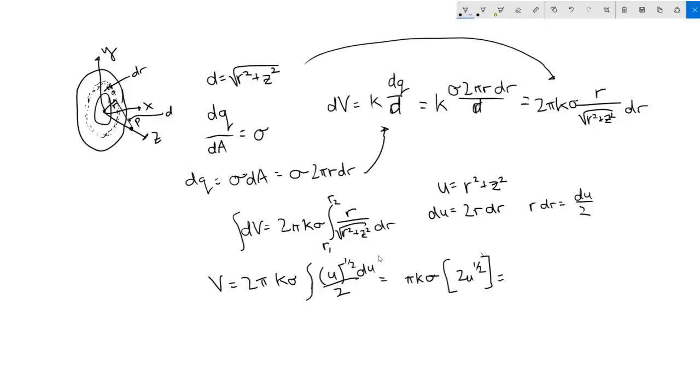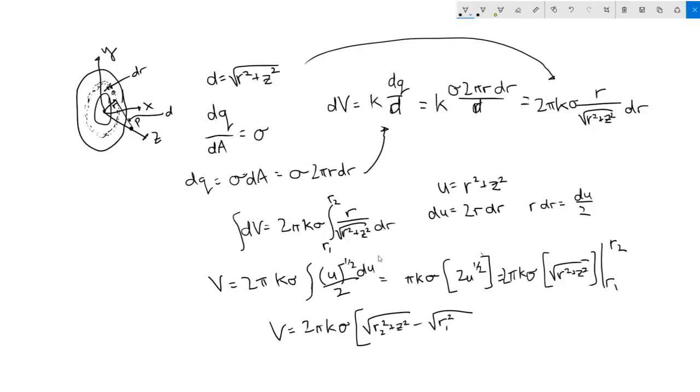Let's go ahead and substitute back in for u. U was this. So this is 2 pi k sigma square root r squared plus z squared. Now we're pretty much going back from R1 to R2. Okay, so we should get that V is equal to this 2 pi k sigma. Substitute for R2 and then subtract R1. So this will be square root of R2 squared plus Z squared minus square root of R1 squared plus Z squared.